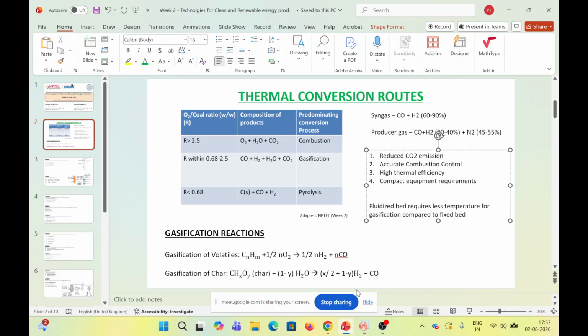Does anyone know what the difference is between the single step and double step, or what kind of advantages you get from single stage and double stage liquefaction of the coal?